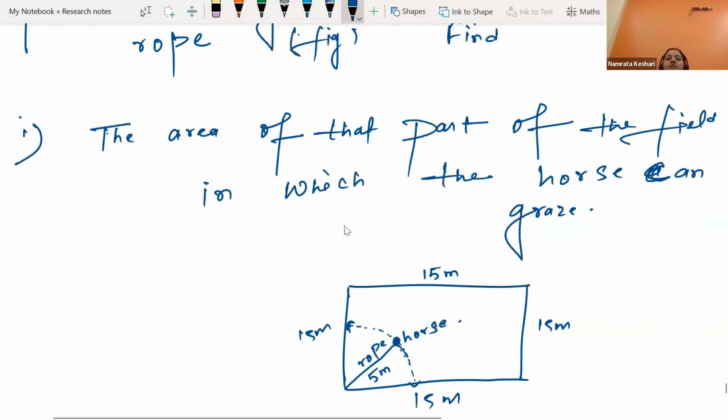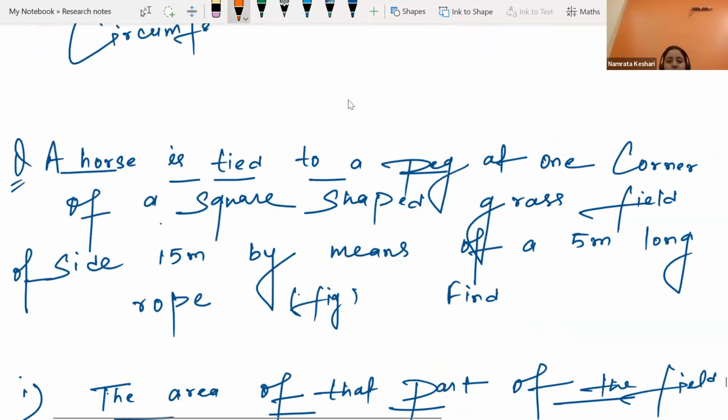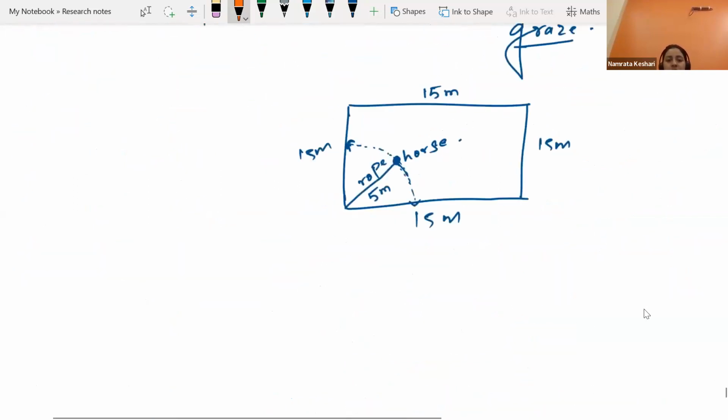What we have to find: we have to find the area of that part of the field in which the horse can graze. This much part, this complete area we have to find. Just a second. This complete area we are supposed to find. This area the horse will be able to graze. Yes or no? It is indicated in the figure as well.